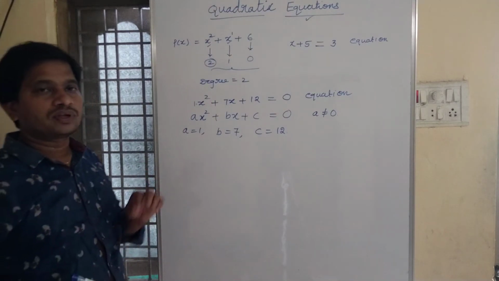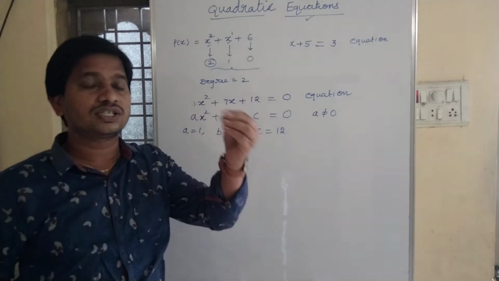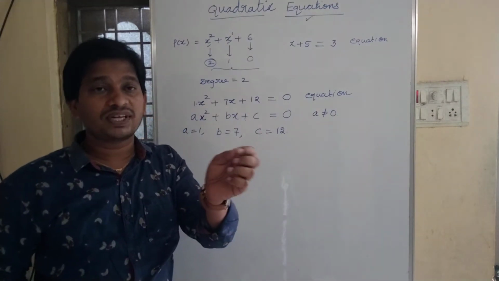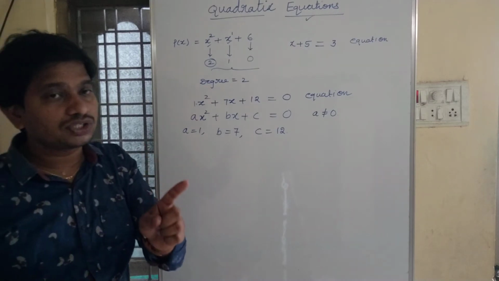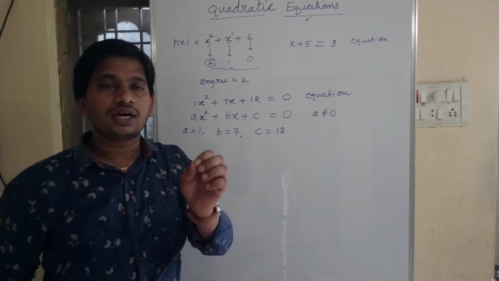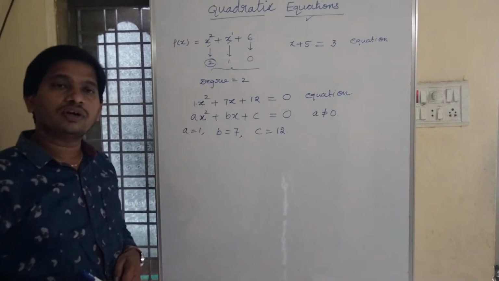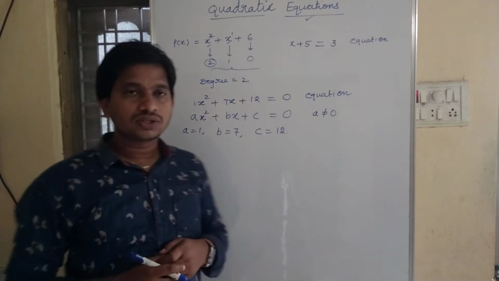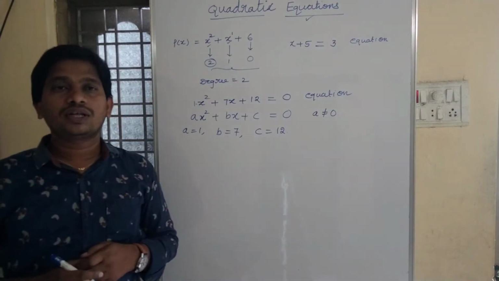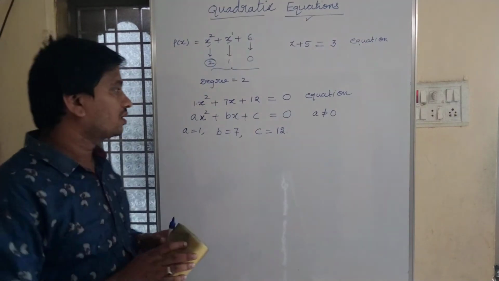So children, what do you mean by a quadratic equation? If the equation is of the form ax square plus bx plus c is equal to 0, where a is not equal to 0, and a, b, c are real numbers, then that is said to be a quadratic equation. Okay. Now let us see what are the roots of the quadratic equation. How to find the roots of the quadratic equation.